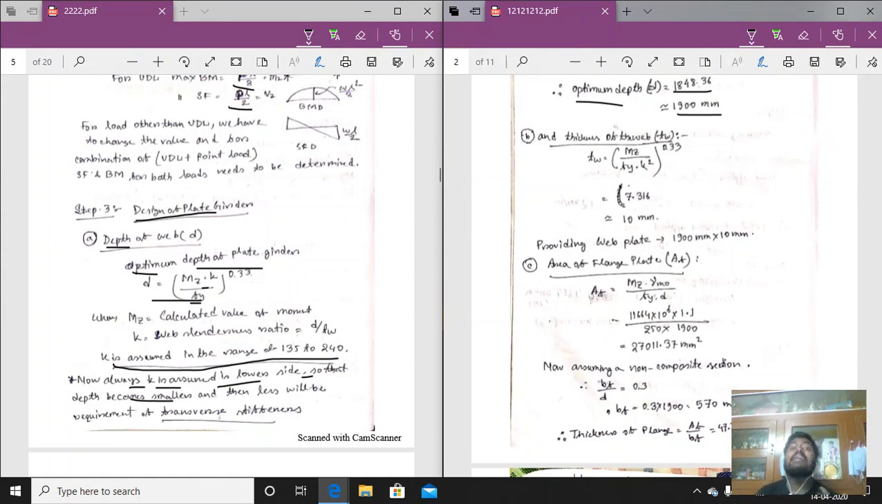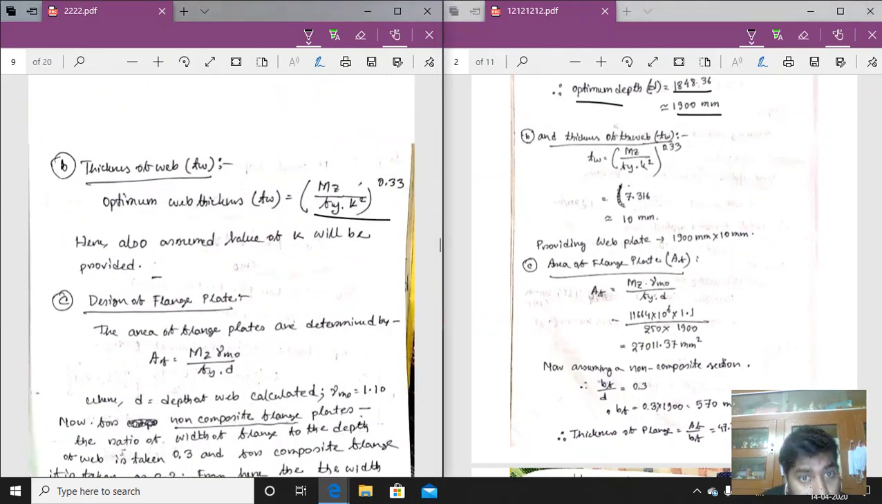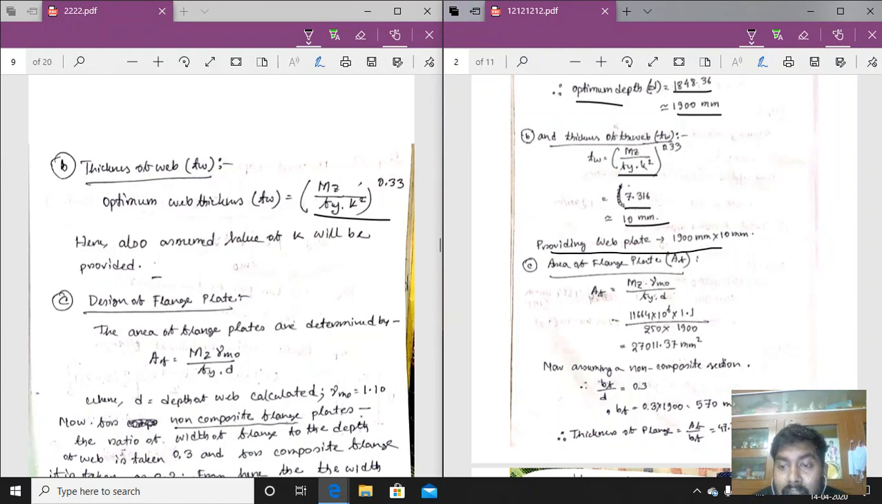Now coming to the thickness of the web. The thickness of the web is also calculated from a formula, Mz by fy into k square. Putting the values here, it comes to 7.316. Taking a round figure, we assume a value of 10, which is somewhat higher than that. So we provide a web plate of 1900 by 10 mm. So 1900 is the depth of the web and 10 is the thickness of the web. So that part is covered.